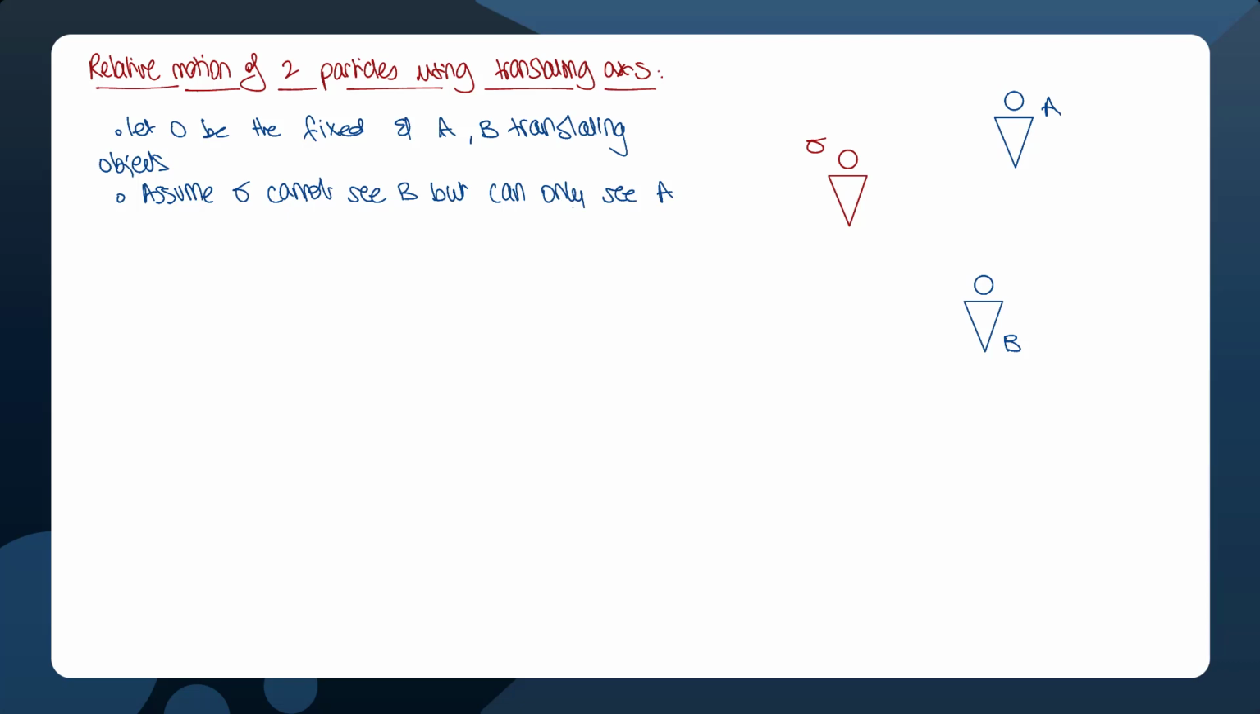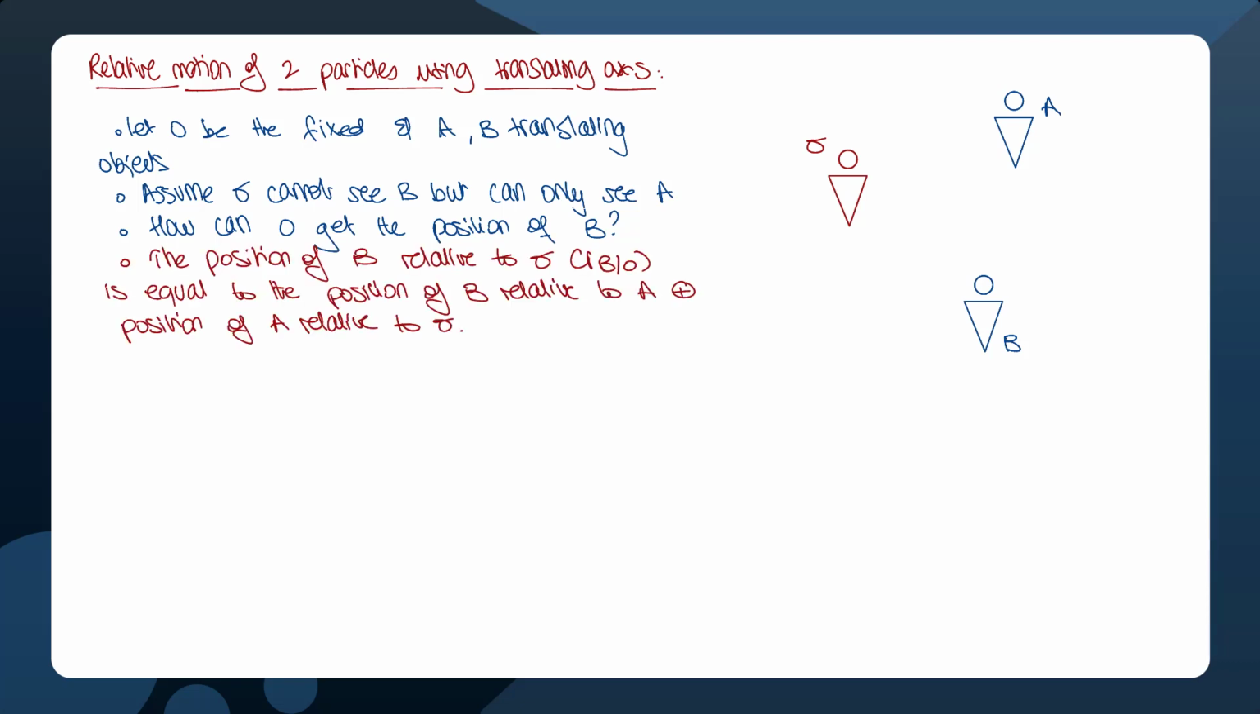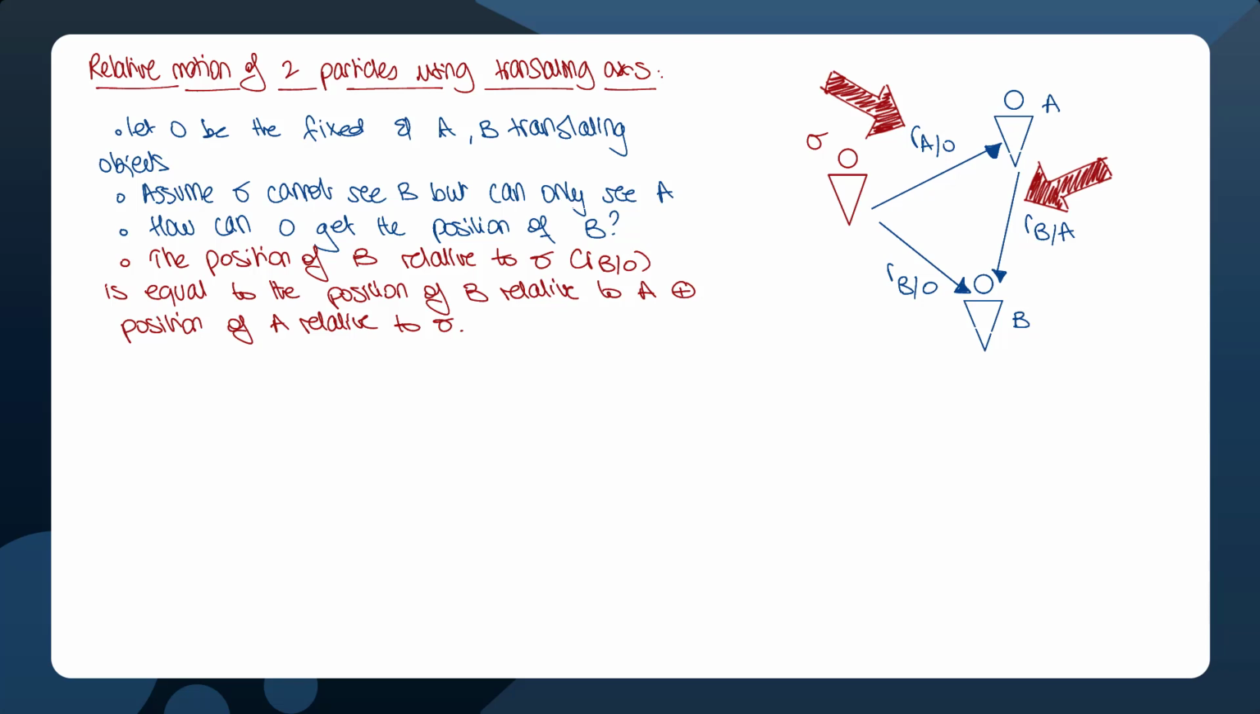Now if one needs to find the position of B relative to O, O needs to estimate the position of B by simply talking to A. In simple terms, one can say that the position of B relative to O is equal to the position of B relative to A plus the position of A relative to O. So let's say that O knows that A is 1 meter away in that direction, and that A answers the question by telling O that B is 2 meters away from A in this direction.